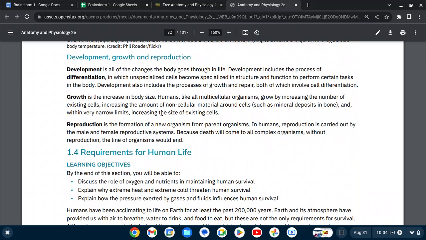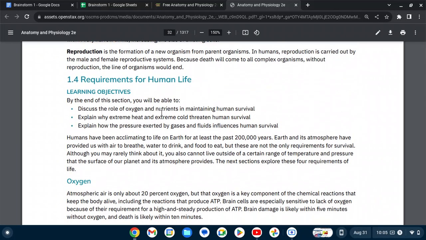Growth is the increase in body size. Humans, like all multicellular organisms, grow by increasing the number of existing cells, increasing the amount of non-cellular material around cells, and, within very narrow limits, increasing the size of existing cells. Reproduction is the formation of a new organism from parent organisms. In humans, reproduction is carried out by the male and female reproductive systems. Because death will come to all complex organisms, without reproduction, the line of organisms would end.